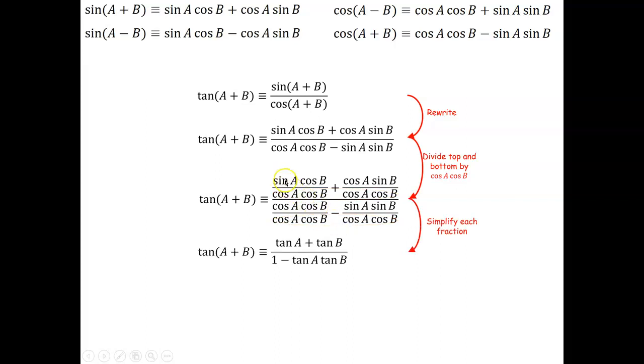So cos B over cos B cancel. Cos A over cos A cancel, they're just equal to 1. And cos A cos B over cos A cos B cancels, that's equal to 1 as well. So I'm left with sine A over cos A, which gives me tan A, sine B over cos B, tan B, and sine A sine B over cos A cos B, so that's just tan A tan B.